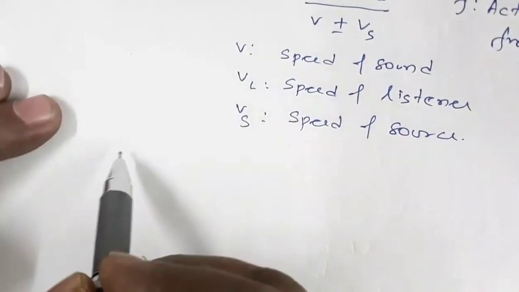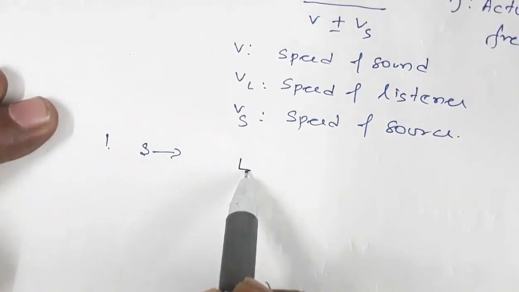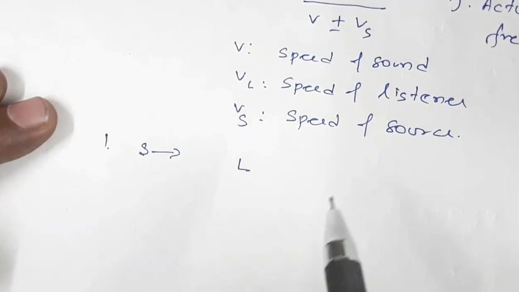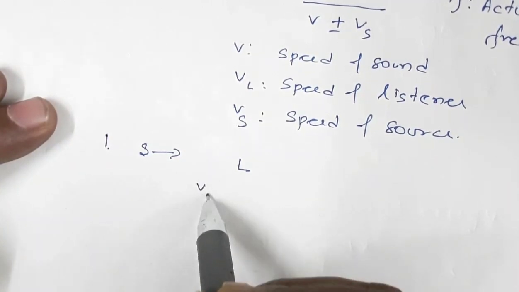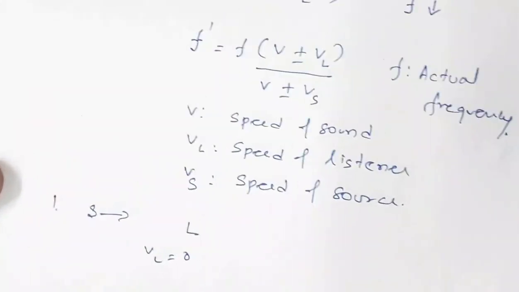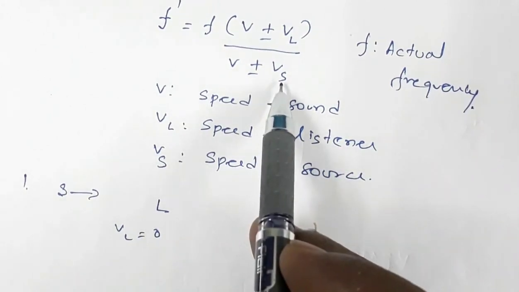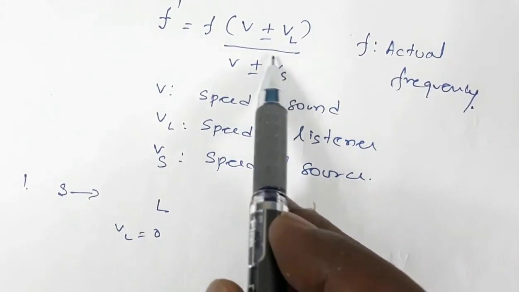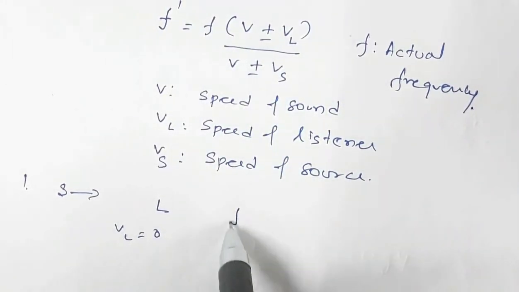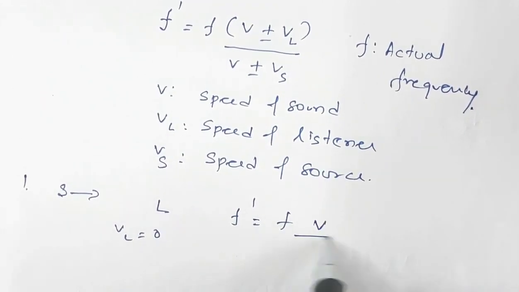Suppose the first case: the source is moving towards the listener and the listener is stationary. So the listener being stationary means vl is equal to 0. Since the source is moving towards the listener, the frequency should increase. Source velocity is in the denominator, so if you decrease the denominator, the frequency will increase. So the expression will be f dash equal to f v divided by (v minus vs).